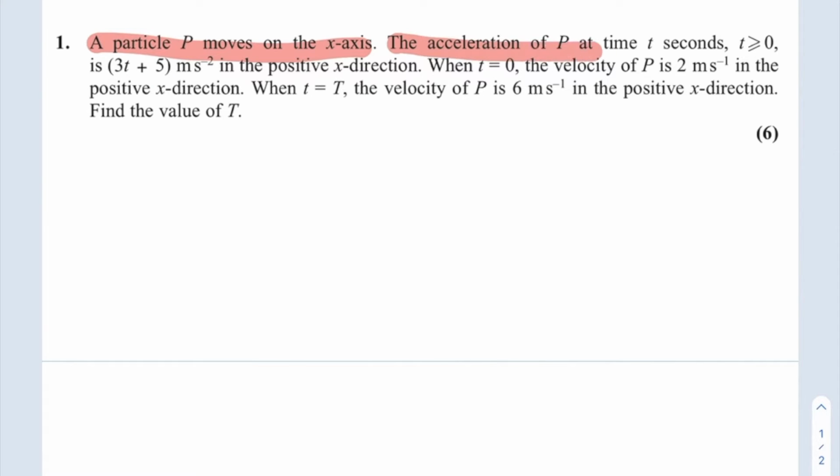The acceleration of P at time t seconds for positive t is 3t plus 5 meters per second squared in the positive x direction. Now this tells me that since my acceleration is a function of t, it's variable acceleration, which means that we can't use the Suvat equations. So the Suvat equations should only be used when you've got constant acceleration.